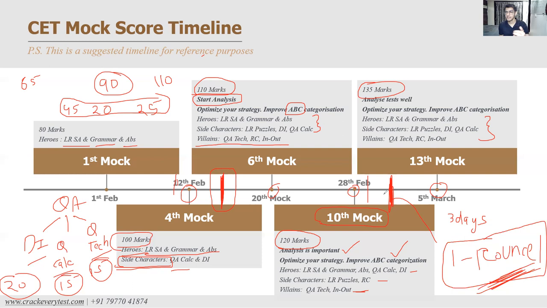13th mock, 5th March. You still have 10 days till 15th March. How we will do it in 10 days, all that will be in the second one-to-one session that comes around 6th March. Around 6th March comes the second one-to-one session where we are going to optimize your strategy even more. I'm going to literally push you forward to cross the 140 barrier, because 140 is the score required for JBIMS. If you're taking the CET, aim for JBIMS, settle for SIDNUM. Nothing else is worth it.